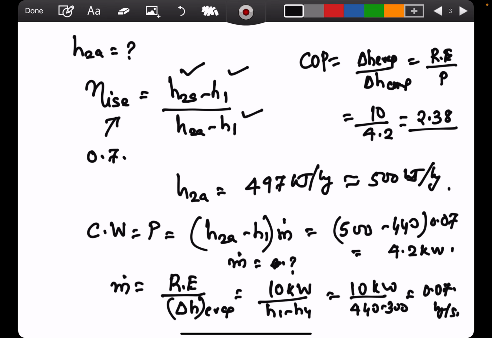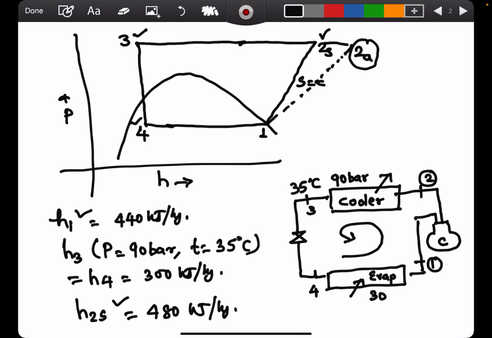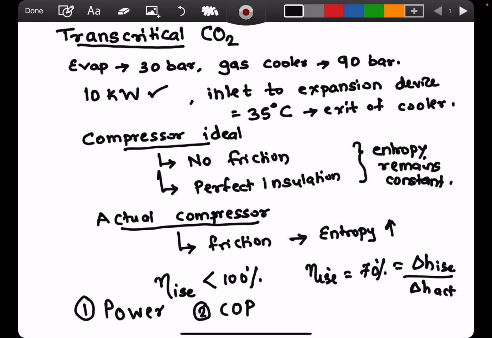So this way you can easily solve the numerical on a transcritical CO2 system. I hope you understood the concept.